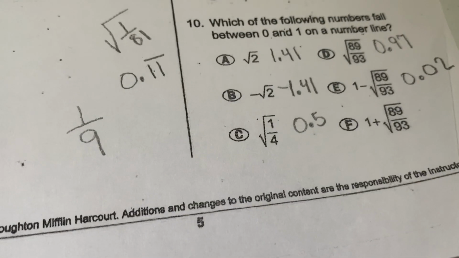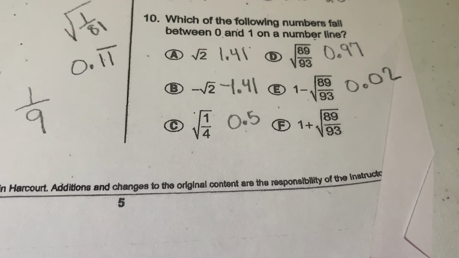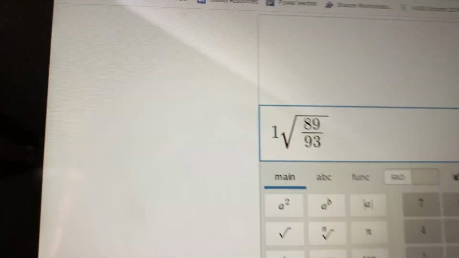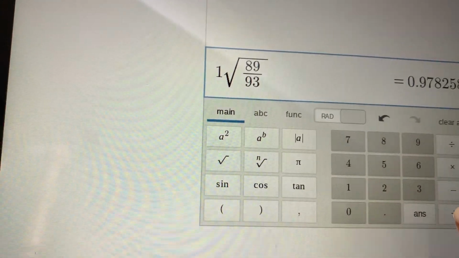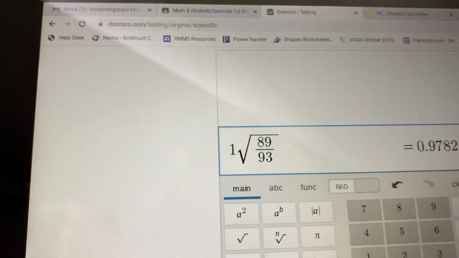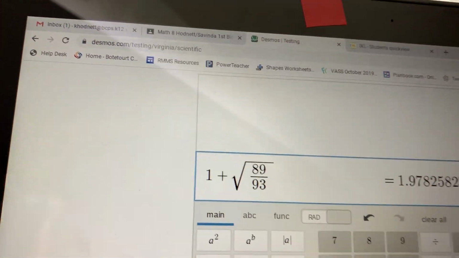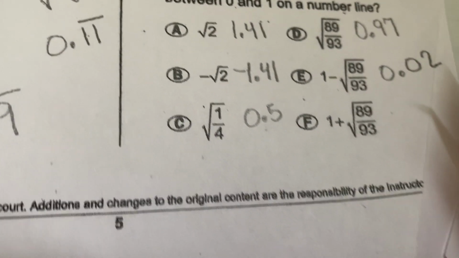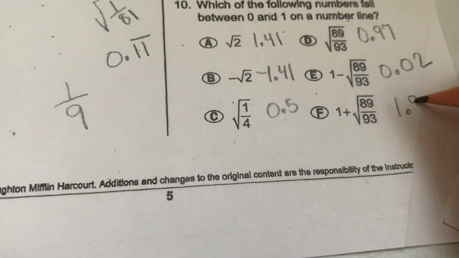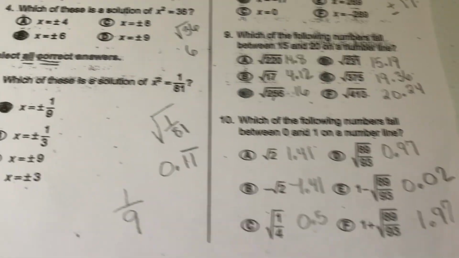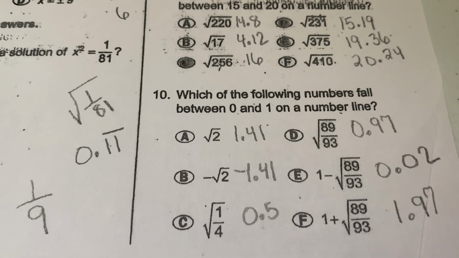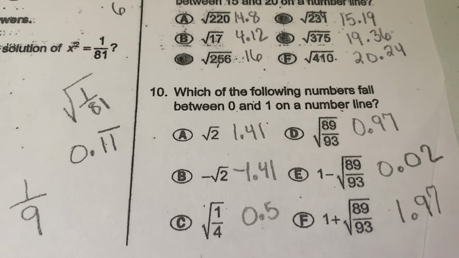0.02. And then same type of question, but now instead of having a minus, we've got a plus. So we can just go back up here, backspace this, and make this plus, and I get 1.97. So let's add that to our paper, 1.97. Okay, so for number 10, which of the following numbers fall between 0 and 1 on a number line?